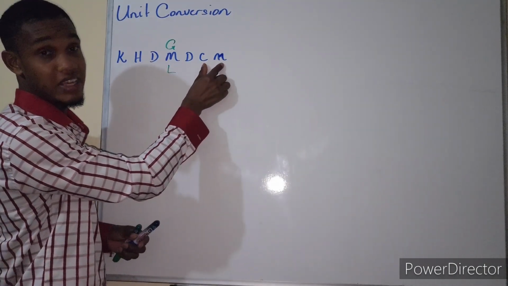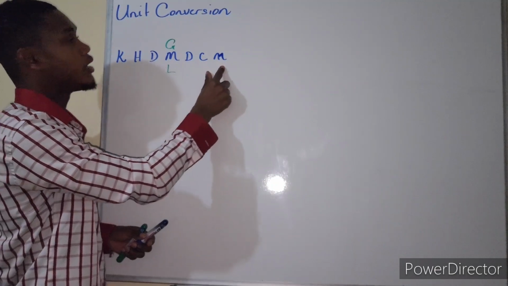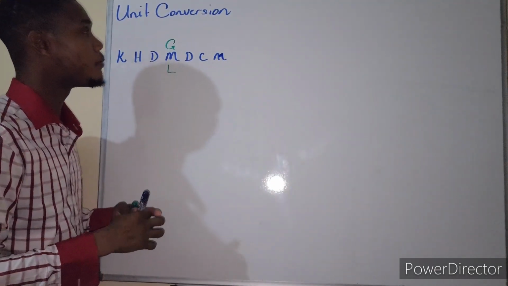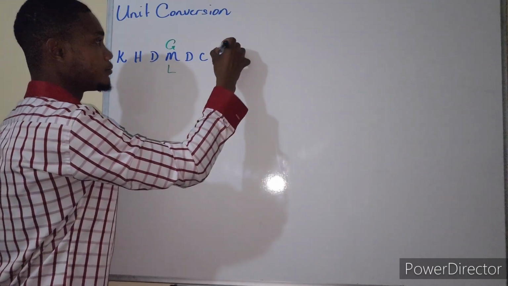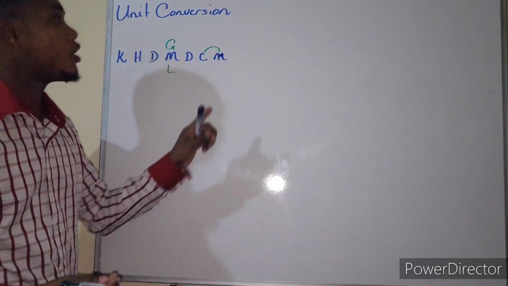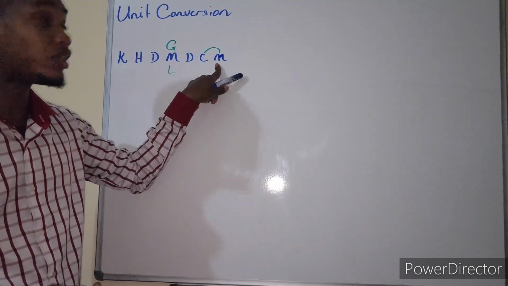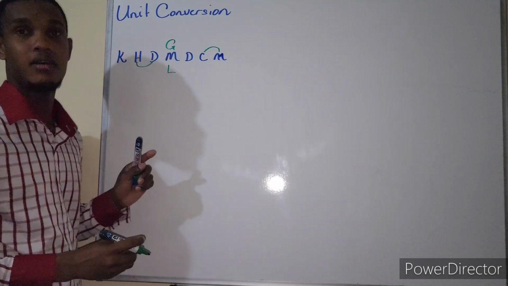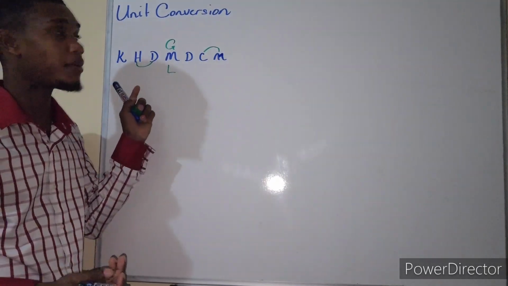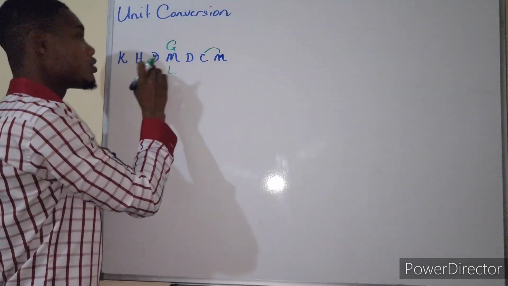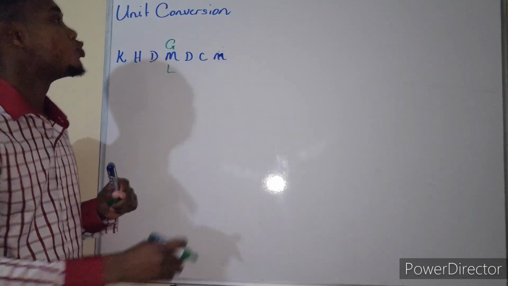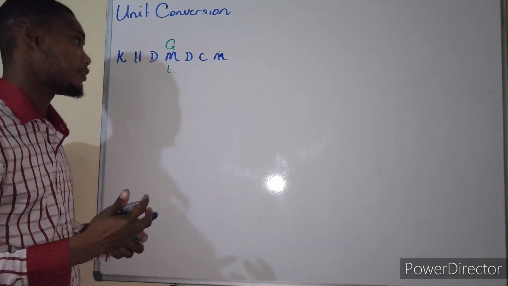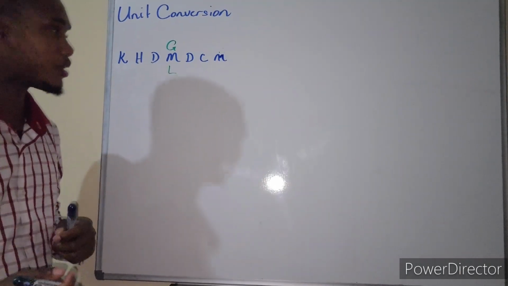Now, how to remember it? Each unit that is immediately beside another is 10 units away. So if I move from milli to centi, these two are 10 units apart from each other. If I choose hecto and deca, those two will be 10 units apart from each other. So as long as you remember that part, you know that each time you are going up, you'll be multiplying by 10.